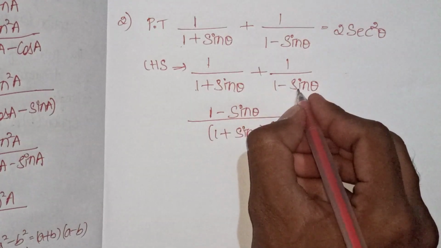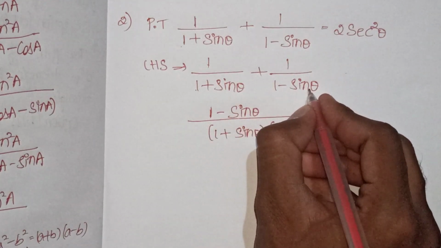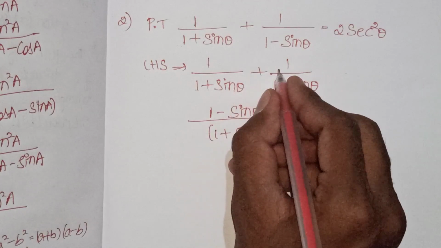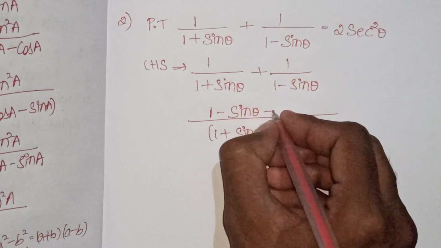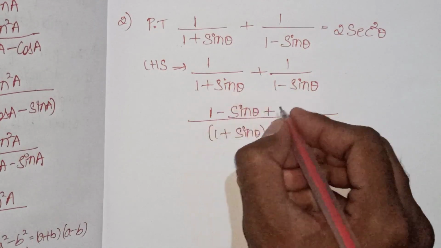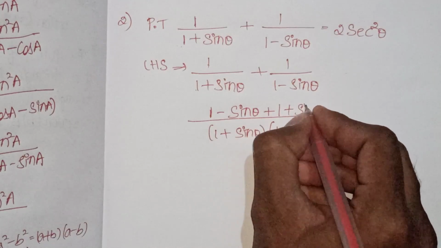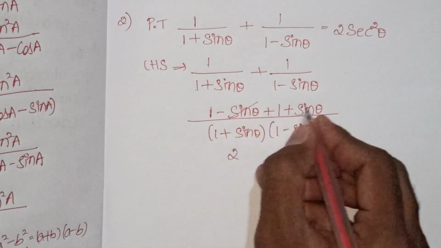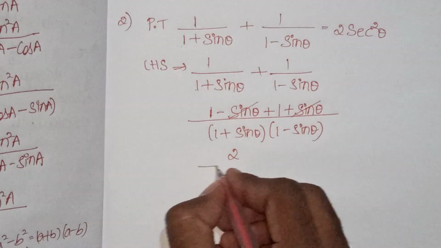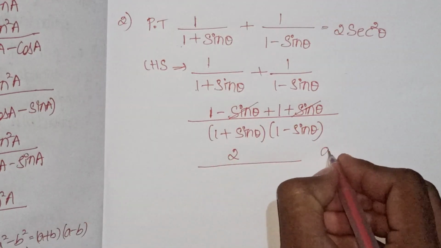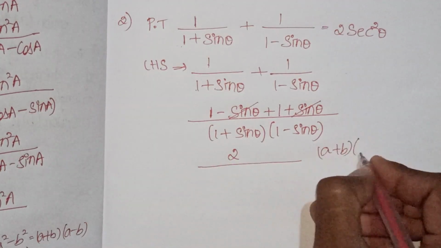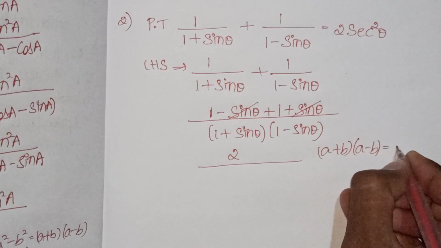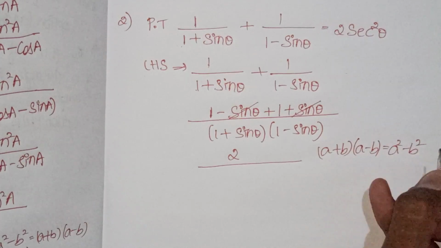In the second term we have 1 minus sin theta in the denominator, so we need to multiply the numerator by 1 plus sin theta. Therefore 1 into 1 plus sin theta will become 1 plus sin theta. Therefore 1 plus 1 will be 2, minus sin theta plus sin theta will be cancelled. Here it is in the form of a plus b into a minus b. Therefore it can be written as a square minus b square.